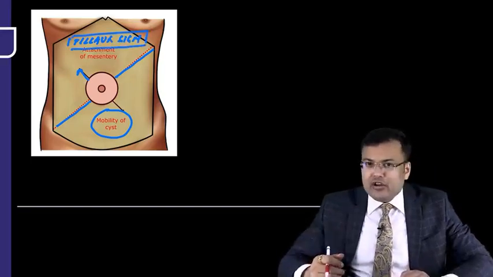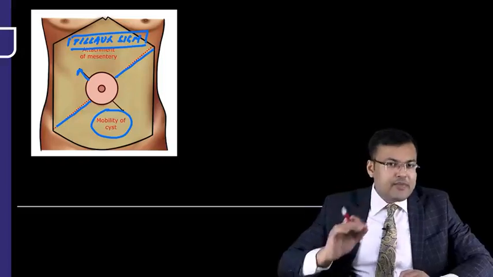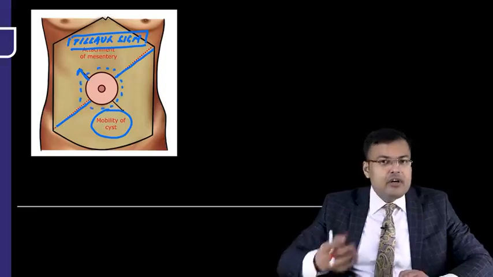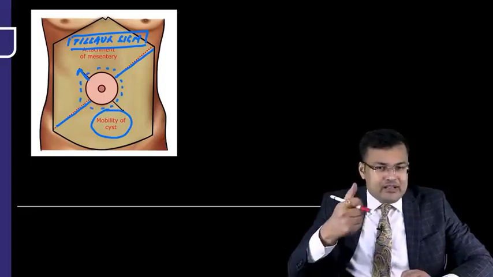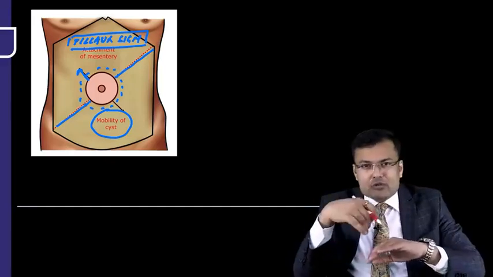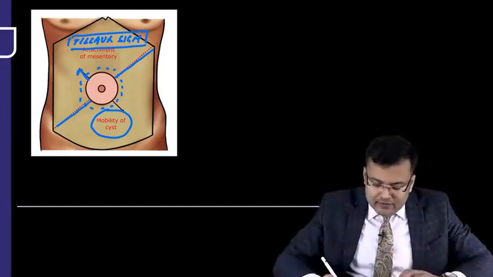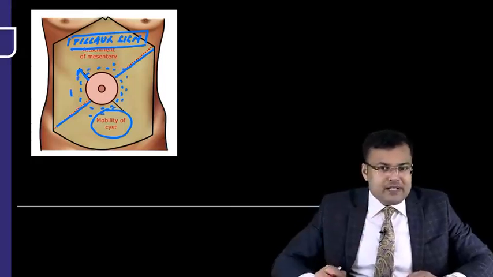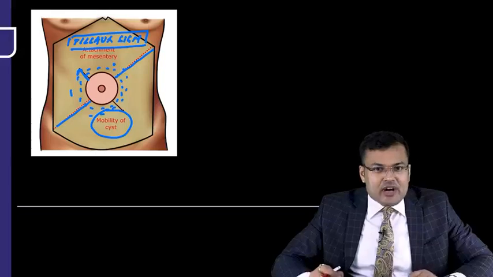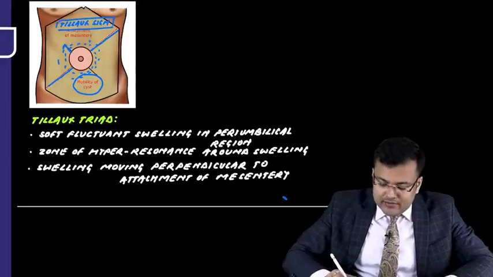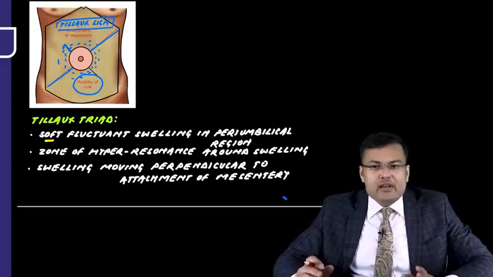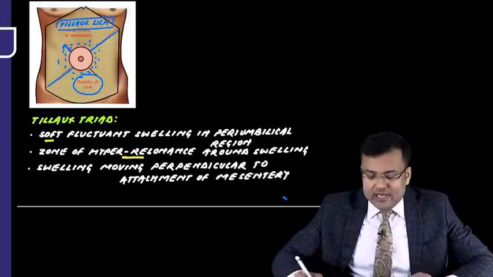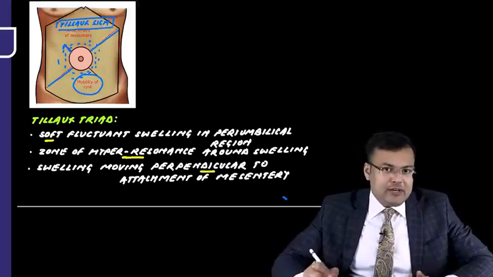There is Tillaux's triad also. What are the three components? First, there is soft fluctuant swelling in the periumbilical region. The swelling contains liquid, that's why it is dull. But around the swelling there is bowel, that's why there is a zone of hyperresonance. And third, it is moving perpendicular to the attachment of mesentery. This is Tillaux's triad.